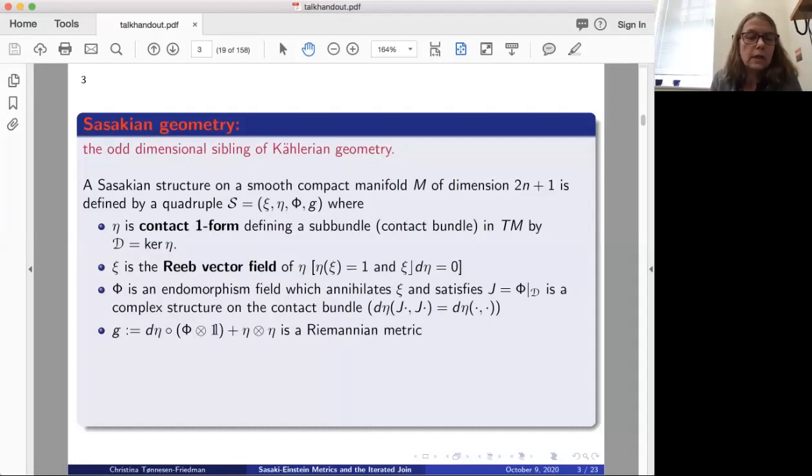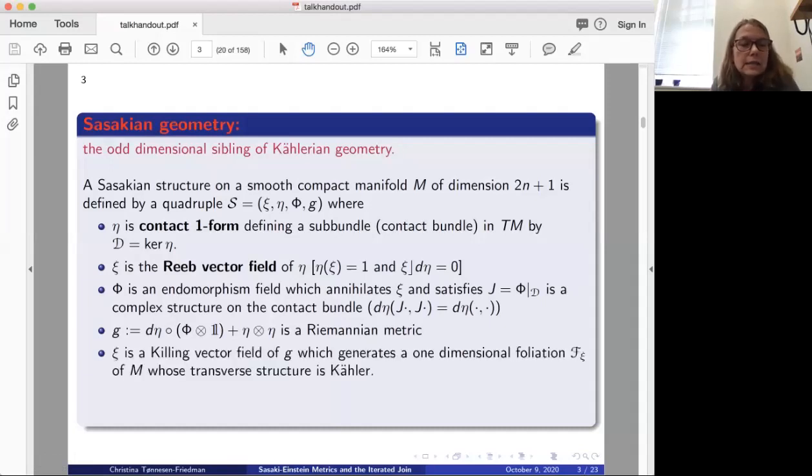Nope, does not. All right, so psi is a Killing vector field of g, so the Lie derivative of g with respect to psi is 0, and it generates a one-dimensional foliation of M, whose transverse structure is Kähler, so it's a Riemannian foliation.